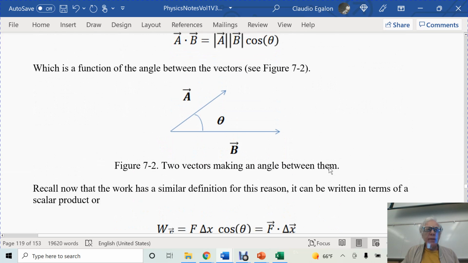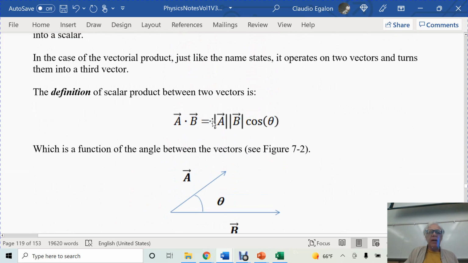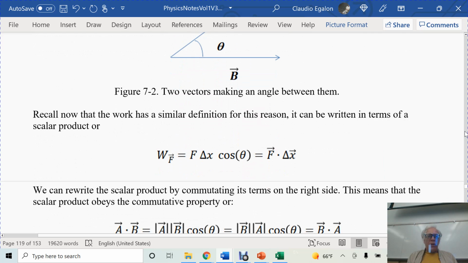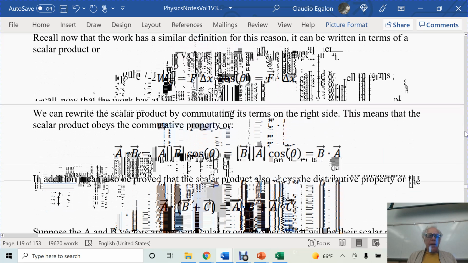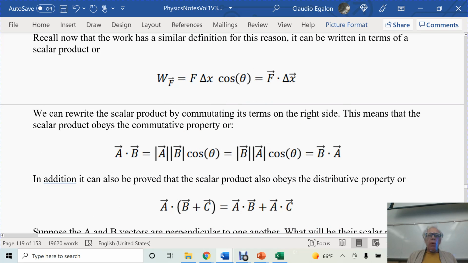So that's where everything starts. Everything starts with this definition here. What we discover from this definition is that not only the dot product is commutative, but it also has a distributive property as well. Okay, all of those come from the definition there. Magnitude of A, magnitude of B, cosine of theta.